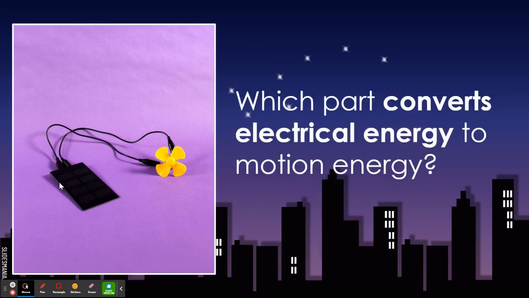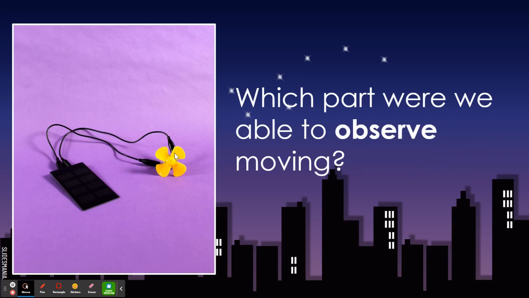Now, which part converts that electrical energy that came into here to motion energy? So I'm thinking, what is causing something to move? That's right, you can't see it very well, but it is the motor. Who said the motor? You're correct. And then last but not least, what part were we able to observe moving? If you said the fan, the blades here, you're absolutely correct.